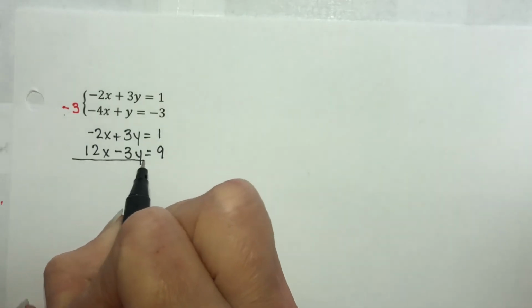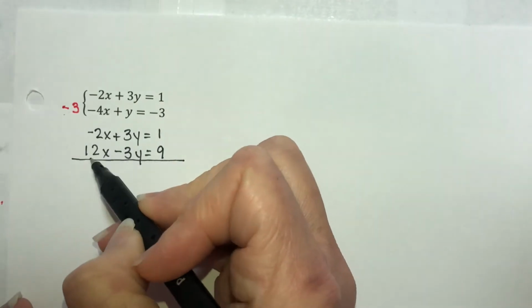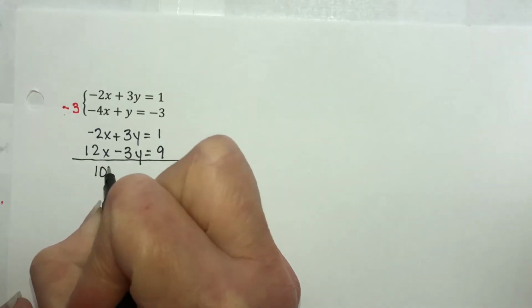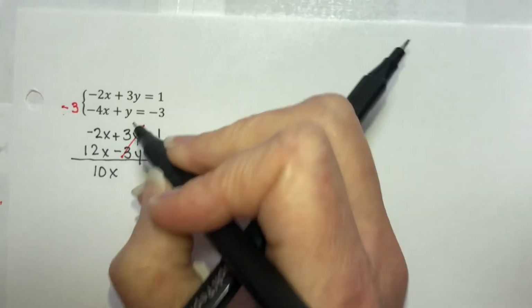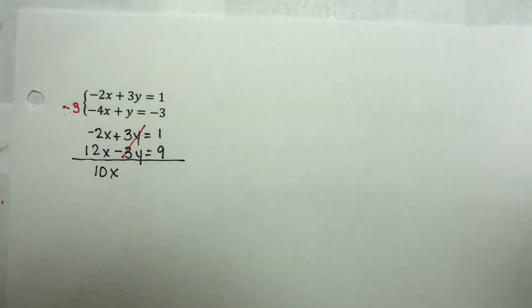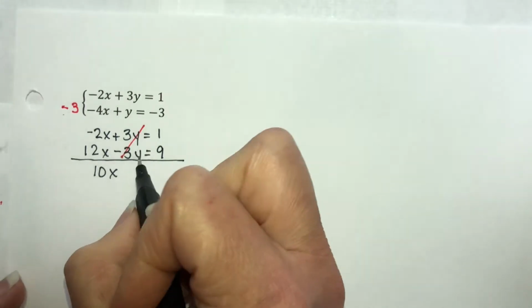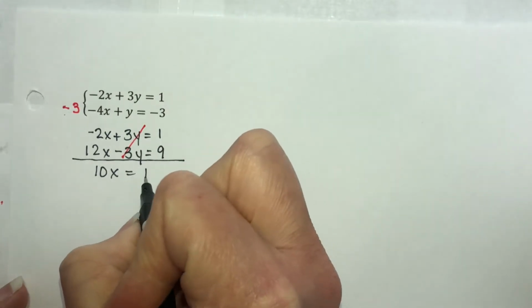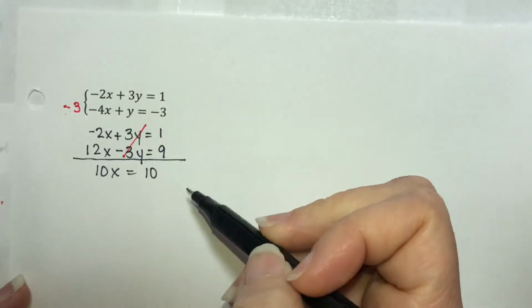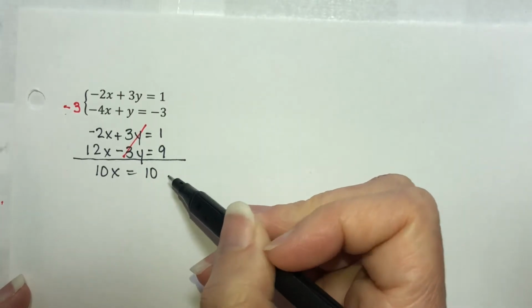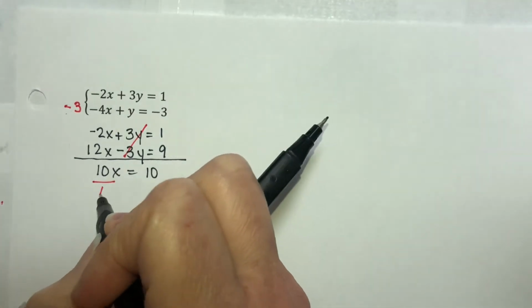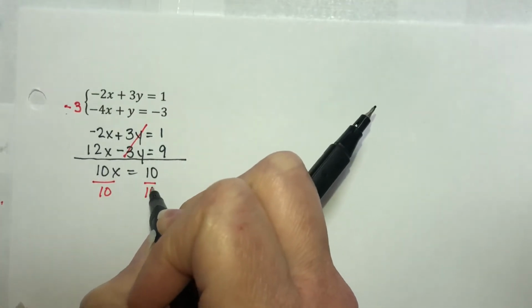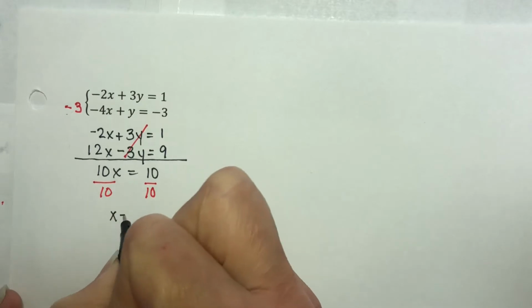Now if I add these together, -2 plus 12 combines to 10x. -3y and +3y cancel out, and that's what I wanted to happen. It did not matter which variable I did this to, I just needed one of them to cancel out. And this equals 1 plus 9, which is 10. Now we're essentially back at the same step we were in with substitution. We have an equation with only one variable. We go ahead and solve that, dividing both sides by 10, and you get x is equal to 1.